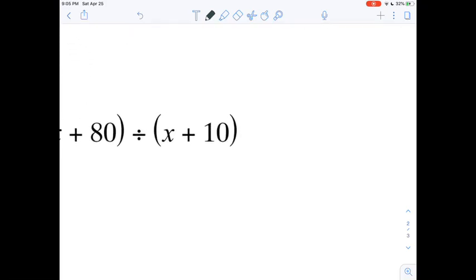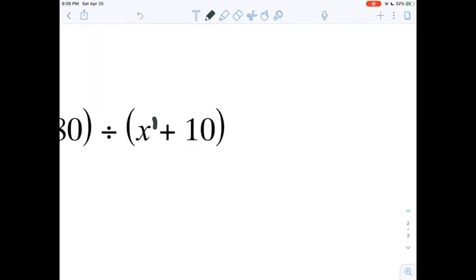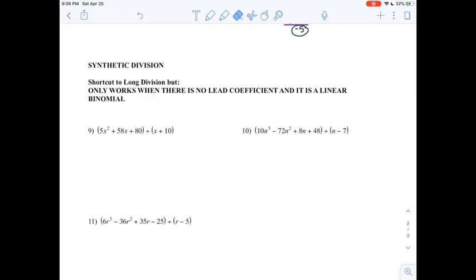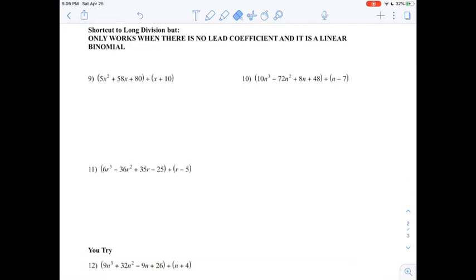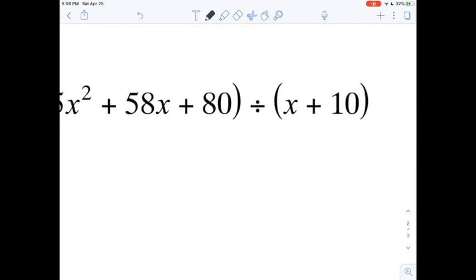So let's say that I was dividing by 2x squared. Okay, because there's a coefficient of 2, and because this is bigger than 1, linear means a degree of 1, so since this is squared, you cannot use synthetic division. Okay, but in all these examples, obviously you can use synthetic division because it's got an exponent of 1 and there's no number in front. Okay, so here's the shortcut. It's super easy. It's kind of confusing in the beginning, but once you pick it up, it's going to save so much time. So, synthetic division.